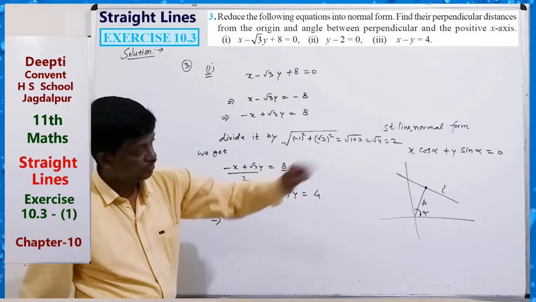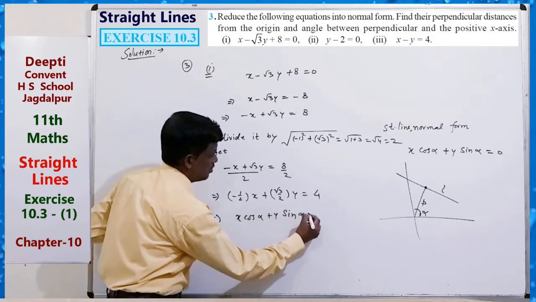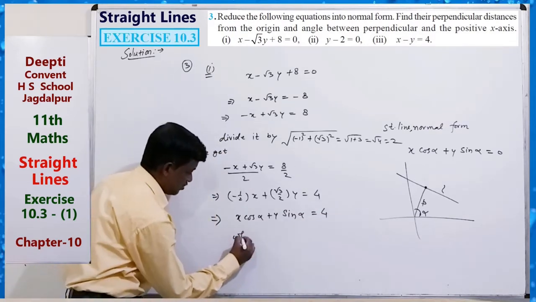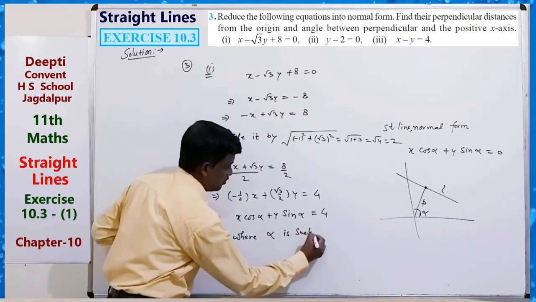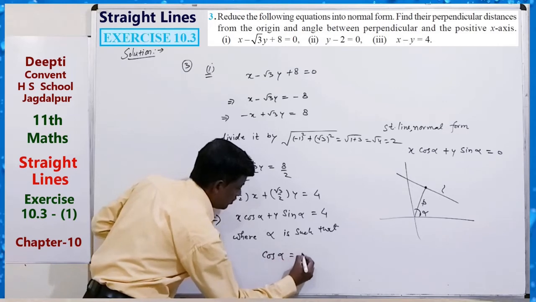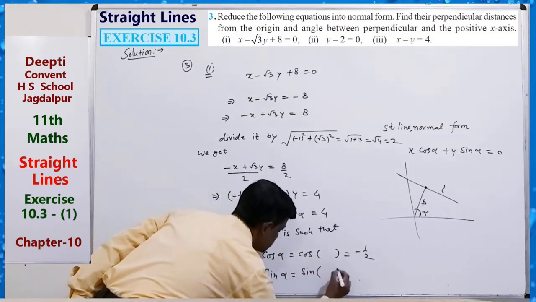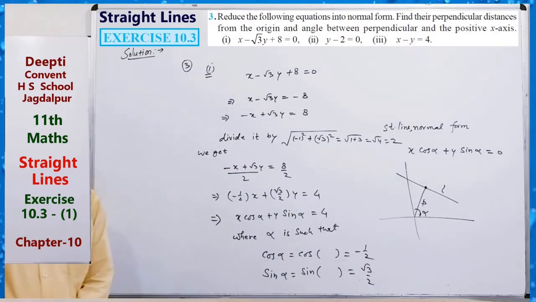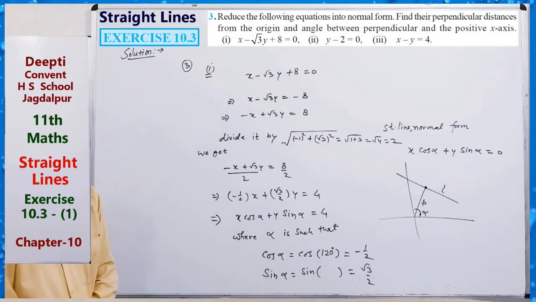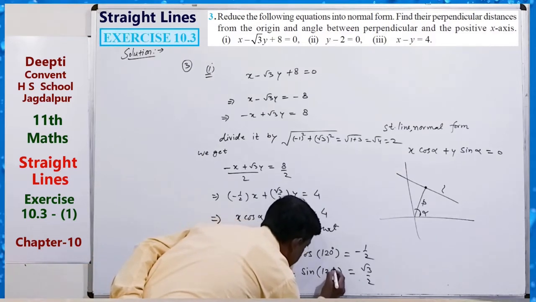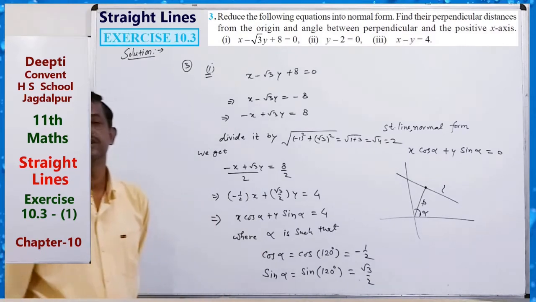Now compare it with the normal form, x cos alpha plus y sin alpha equals to 4, where alpha is such that cos of alpha is equals to minus 1 by 2, and sin of alpha is equals to root 3 by 2. So what we can write? Cos 120 degree is minus half, clear? And also sin 120 degree is root 3 by 2. Cos 120 and sin 120.